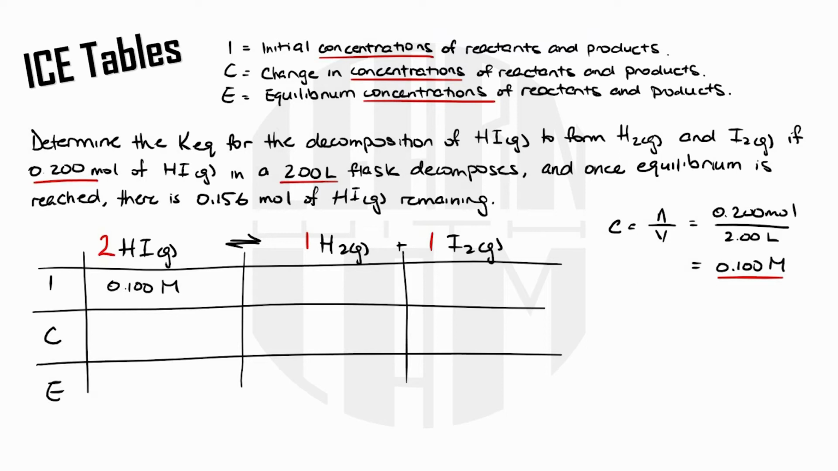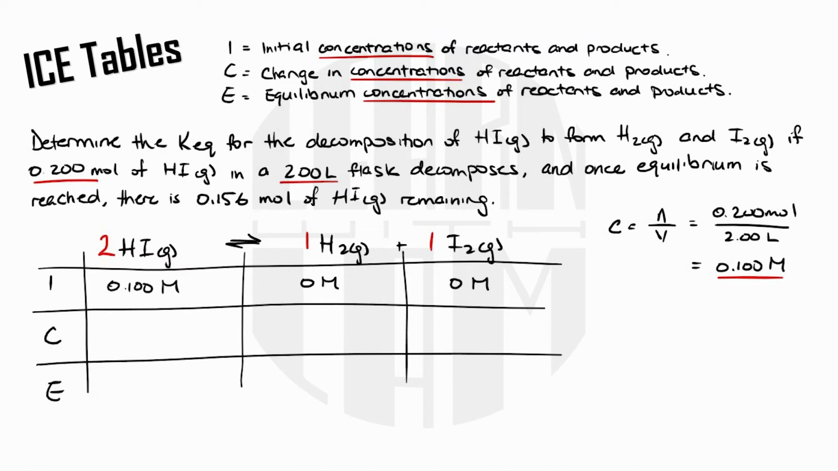Now, considering that the reaction hasn't started yet and there's no mention in the question of any hydrogen gas or iodine gas at the beginning of the experiment, we can go ahead and assume that there's no hydrogen gas or iodine gas at all. But just a heads up, these columns are not always zero, and we'll do examples of that in a future video.